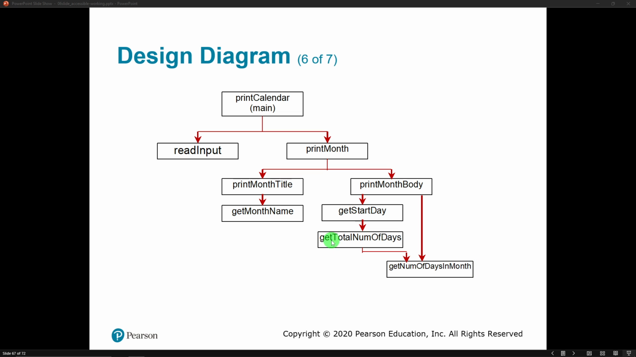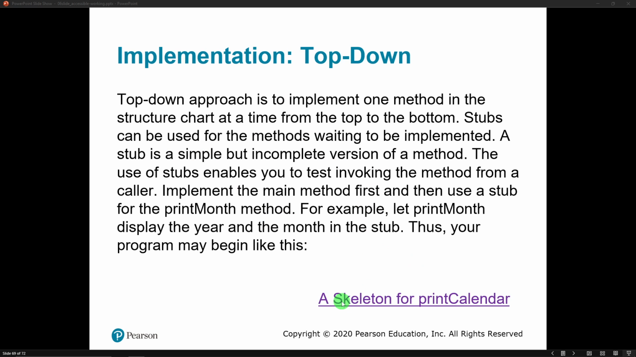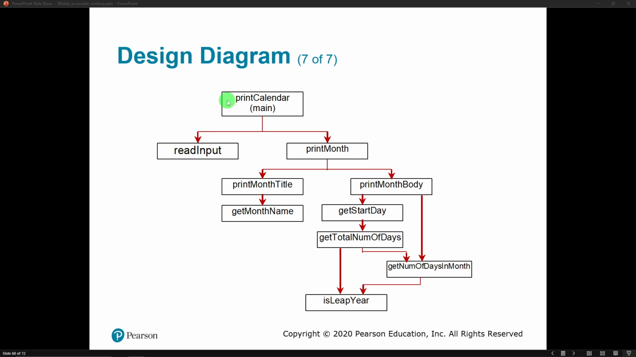And then I need to get the total number of days. That's related to this: get the total number of days in a month. Okay, so these are smaller problems that I might be able to figure out. I also have to check to see if it's a leap year. That's something else. So I put this all in my diagram. I need to check to see if it's a leap year, because if it's February in a leap year, I have to print an extra day. And we break it down into all these things.